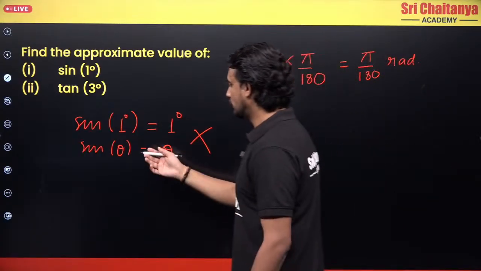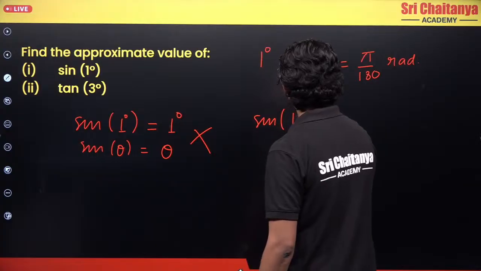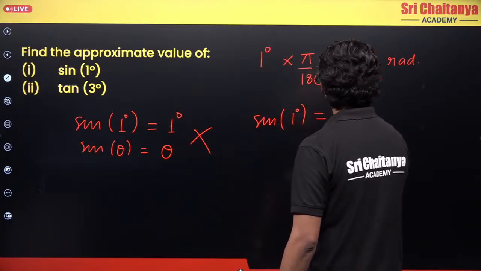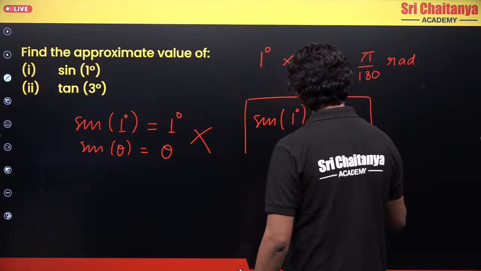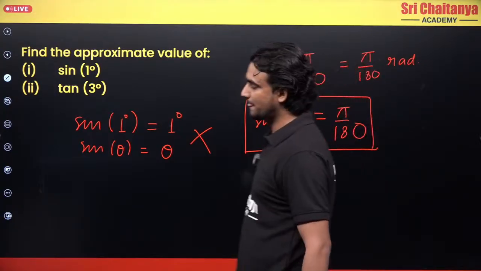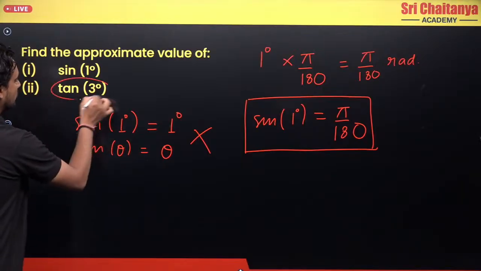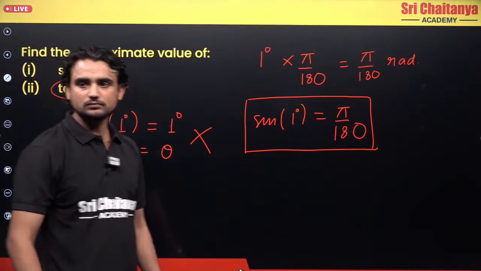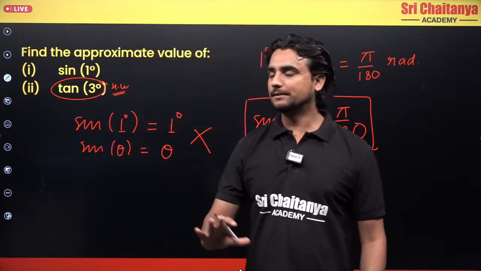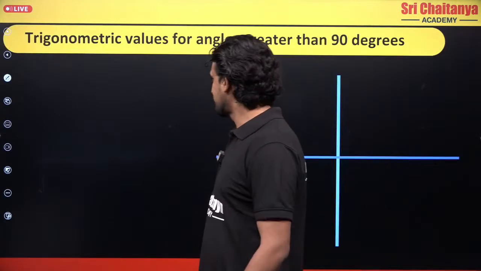So what is the answer? The answer for sine 1 degree will be equal to pi by 180. Okay, this is the answer. Please try to solve the second question on your own. This is homework for you. Clear? I hope the concept is clear to you and how to use the concept in the question.